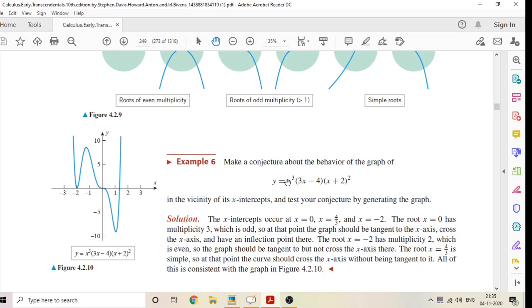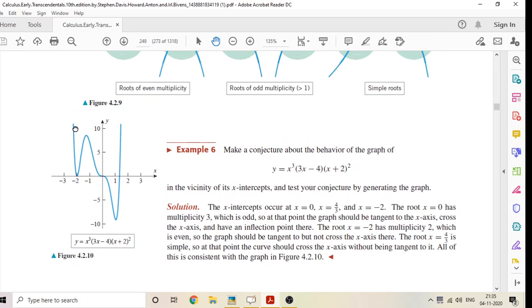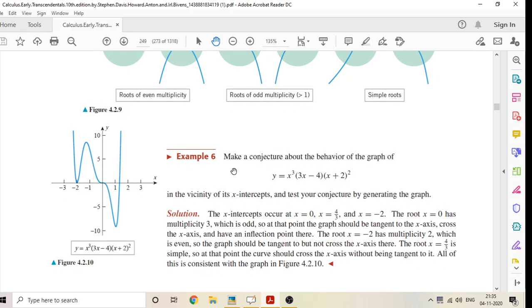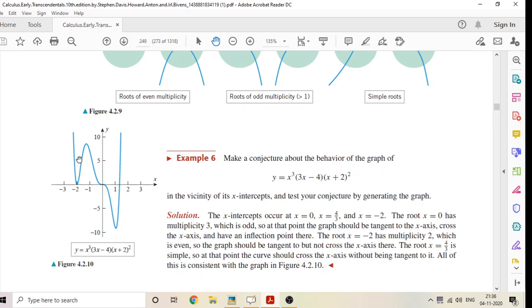So you can see the multiplicity of the root 0 is 3, 4/3 is a simple root, and minus 2 is a root of multiplicity 2. So at minus 2, the x-axis is tangent and the graph will not cross the x-axis. So the graph will be looking like this. Now at 0 you have a multiplicity 3. So 0 will be an inflection point. The graph will cross at 0, and the x-axis will be a tangent.